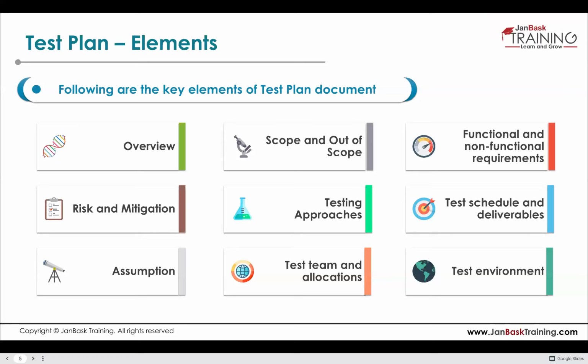Okay. So what is the next thing? Risk and mitigation. If you can assess or analyze some of the risks that are associated with your testing, those things have to be mentioned in the test plan document. And if you can assess what mitigations will be helpful to mitigate those risks, those things have to be mentioned in the test plan document as well.